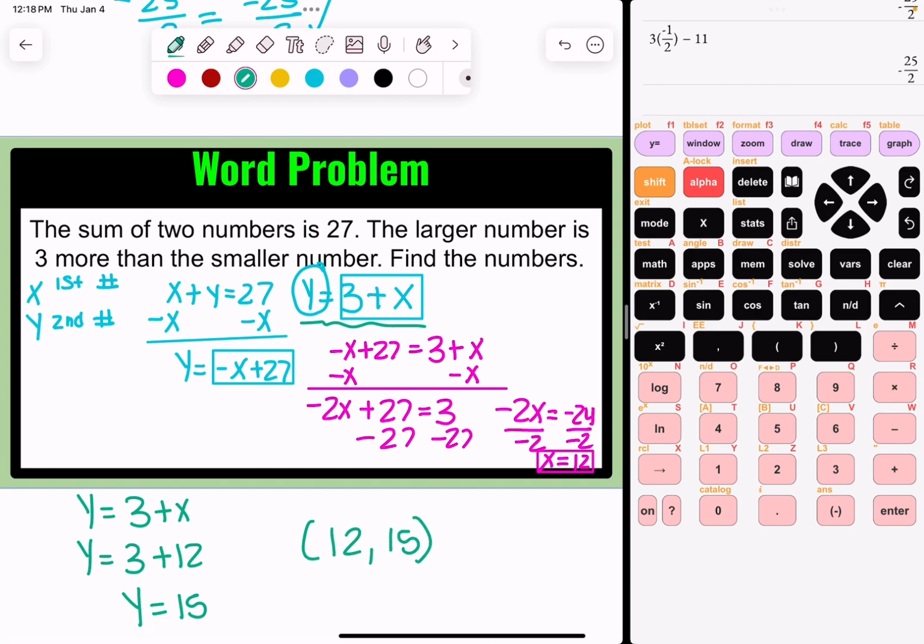Let's see if both of these are true. Is the sum of them 27? Well, if I add the two together, it does equal 27. And is the larger one 3 more? Yeah, the difference between 12 and 15 is definitely 3. So I like my answer.